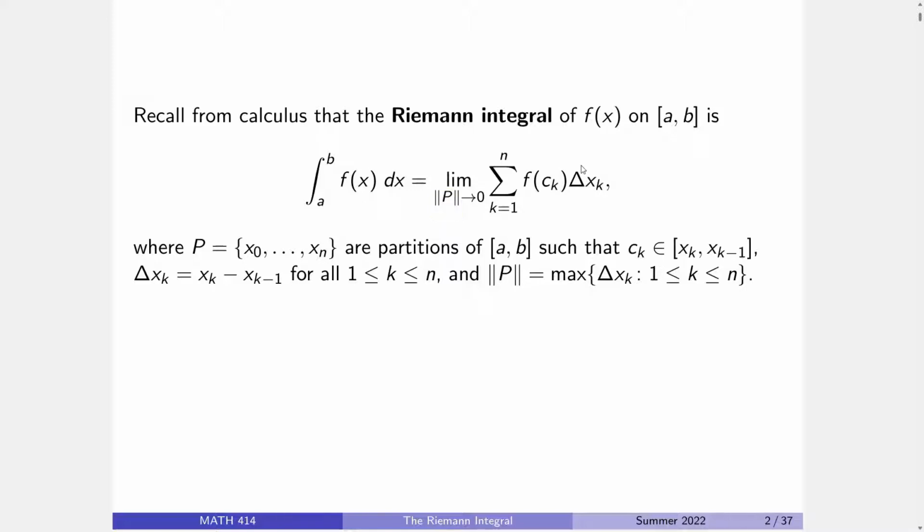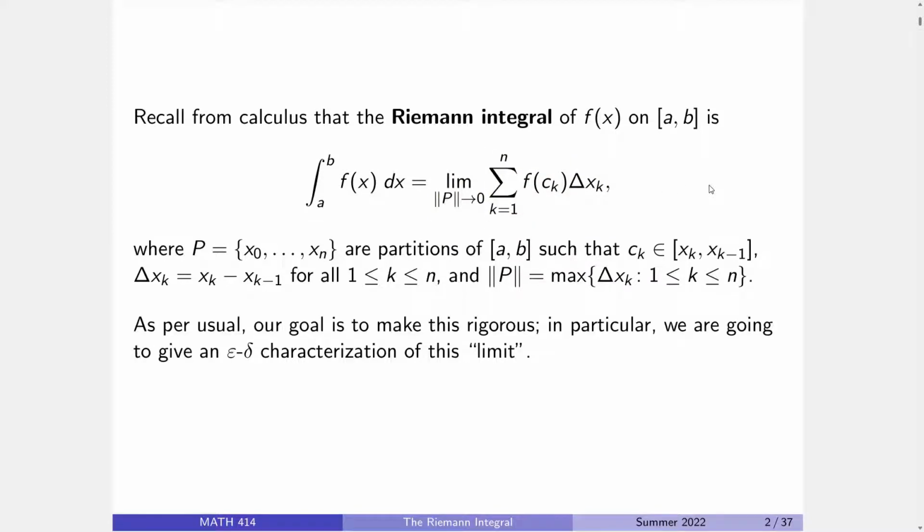Now, immediately, you hopefully notice there's probably a bit of a problem, because what exactly does this limit mean? When we discussed limits, we always had x going to 0. Here I'm talking about the norm. Is this symbol legitimate? It doesn't immediately fall into the paradigm that we set up, so that limit needs to be addressed. However, all of this other stuff should be reasonably fine. So, as usual, our goal is to make this rigorous.